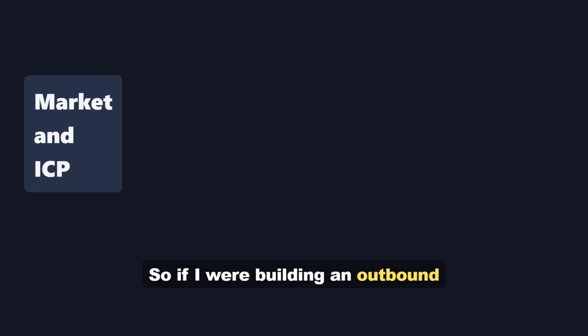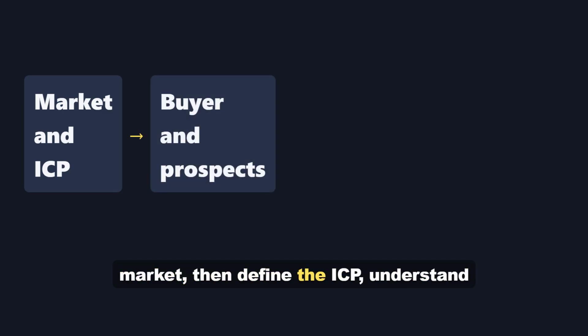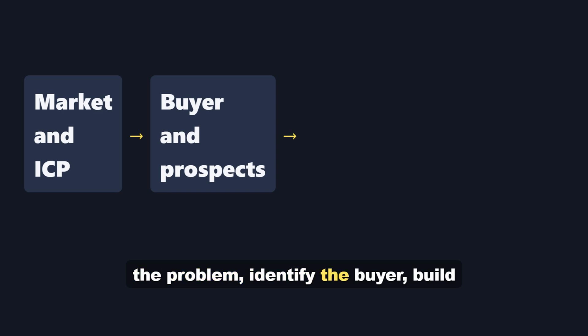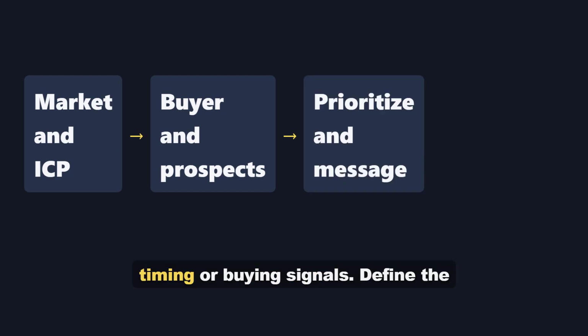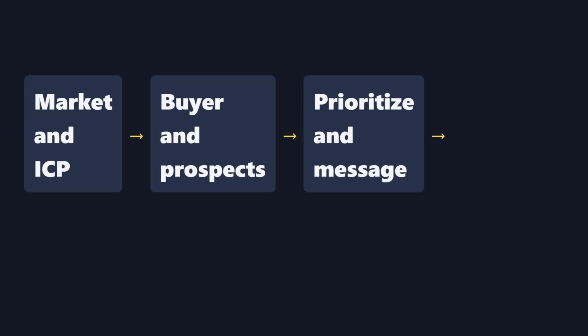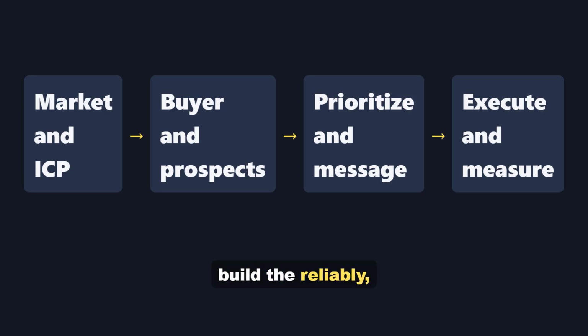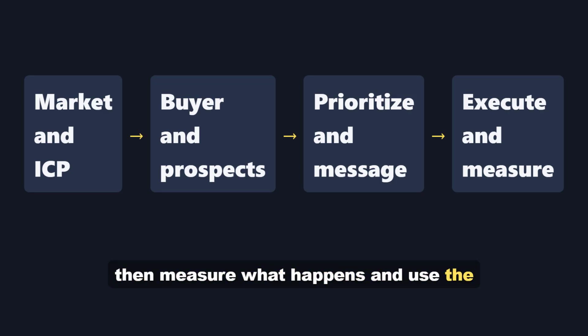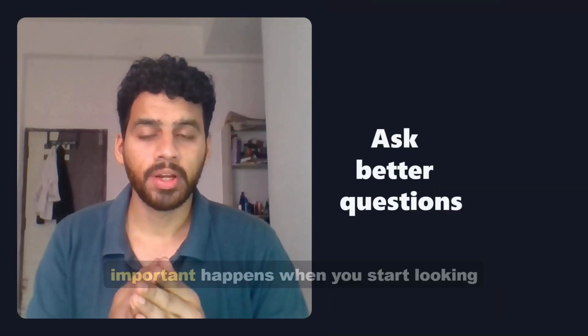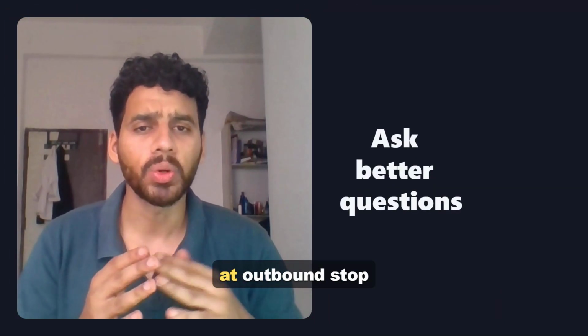The full system. So if I were building an outbound campaign from zero, this is the order I would think through. First, choose the market, then define the ICP, understand the problem, identify the buyer, build the prospect universe, prioritize the best prospects, look for the timing or buying signals, define the offer, create the messaging, choose your channels, and build the sequence, execute reliably, then measure what happens and use the data to improve the next campaign. That's the complete system.